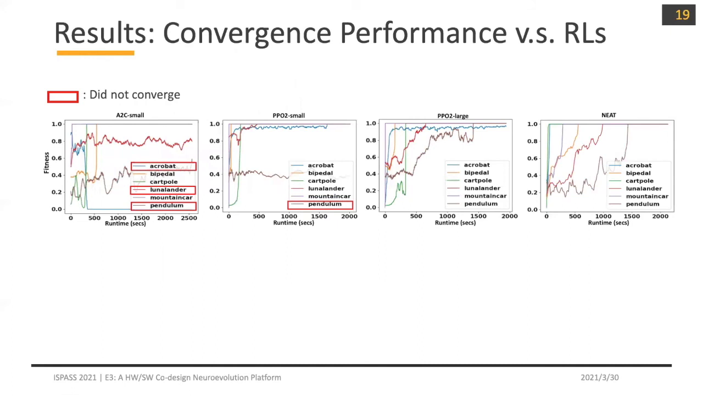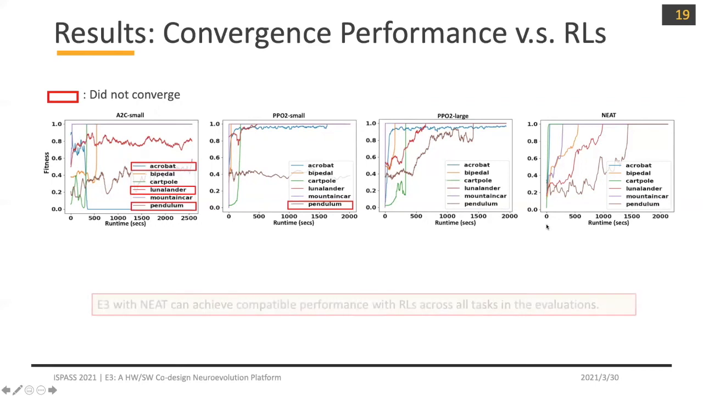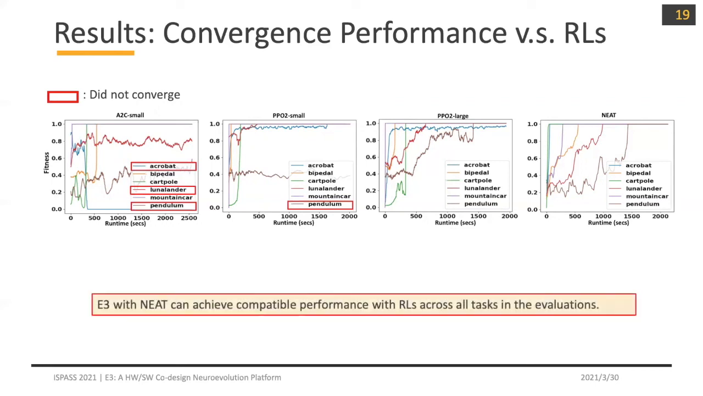First, we compare with the reinforcement learning. The first 3 graphs are the reinforcement learning with different configurations, and we circle the ones that cannot reach our fitness criteria. As you can see, for reinforcement learning with small configurations, some of them cannot tackle the task. For the large configuration, it can always tackle the task, and also for NEAT. So NEAT can achieve comparable performance with reinforcement learning across all tasks in the evaluation that we investigated.